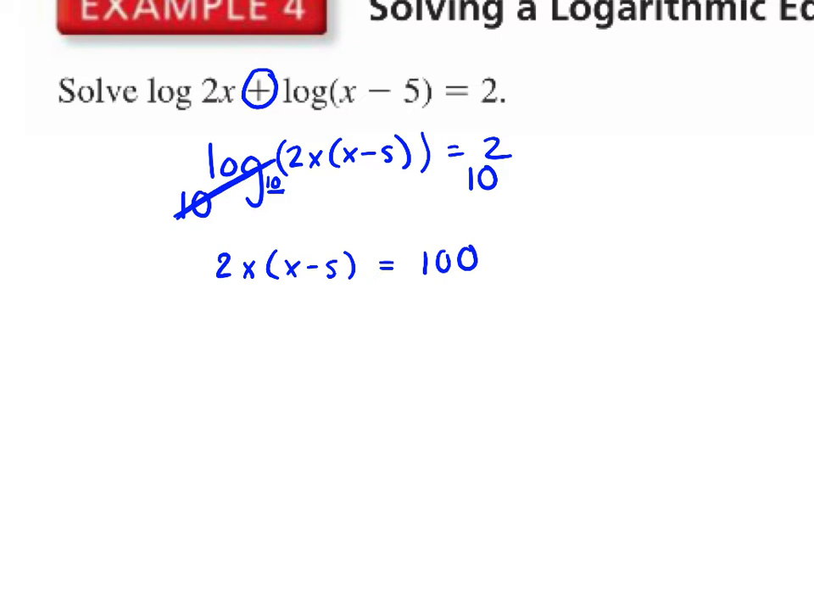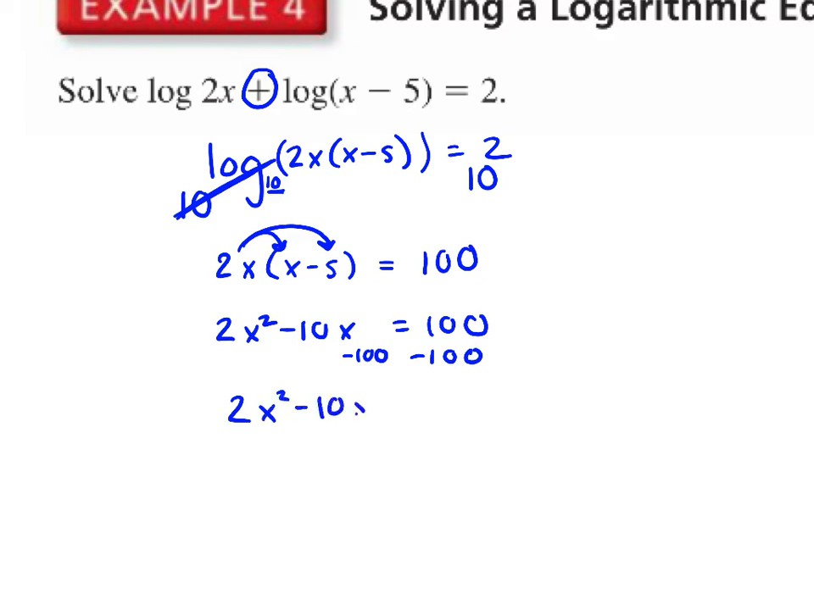Now we solve for x. What should we do first to solve for x? Distribute. So 2x squared minus 10x is equal to 100. What can we do next? Subtract the 100. So 2x squared minus 10x minus 100 is equal to 0.